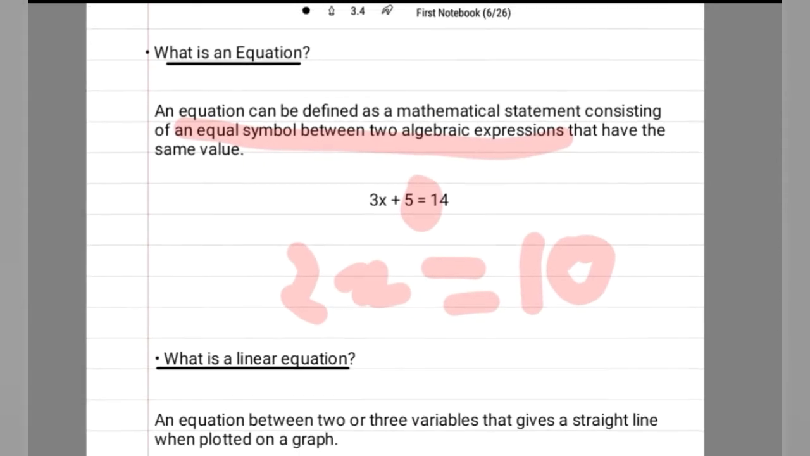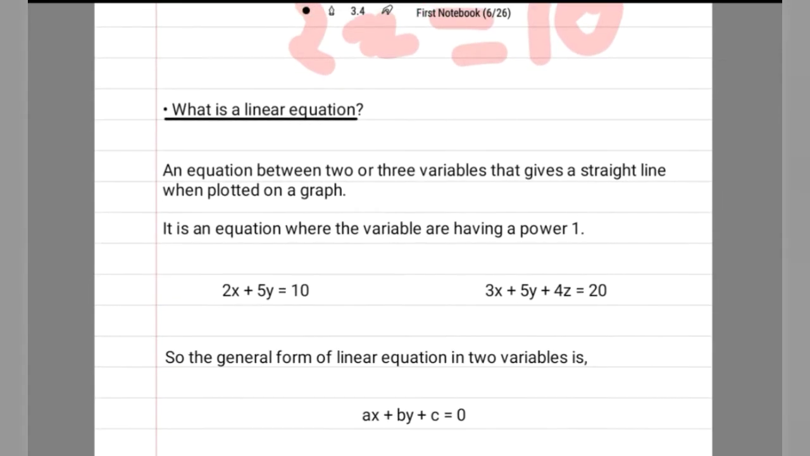The next thing is, what is a linear equation? An equation between two or three variables that gives a straight line when plotted on a graph. Remember, a linear equation when plotted on a graph always gives a straight line. It can be a straight line parallel to the y-axis, a straight line parallel to the x-axis, or intersecting at any points on the x and y axes. So it can be like this or this, anyway, but it should be a straight line. This is the graph of a linear equation. It is always represented as a straight line.